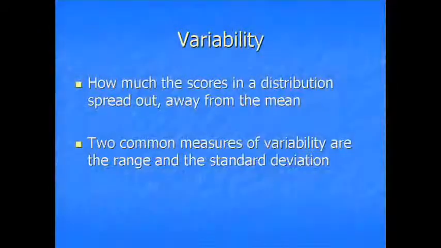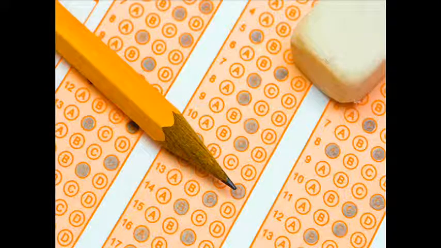Variability. We define this as how much the scores in a distribution spread out away from the mean. 2 common measures of variability are the range and the standard deviation. Let's begin with the range. Look at the table titled Comparison of Range and Standard Deviation for 2 small groups of scores having identical means and medians. You can see when we look at Group 1 and Group 2, they have the same mean of 80. They have the same median. They look to be very similar, don't they?